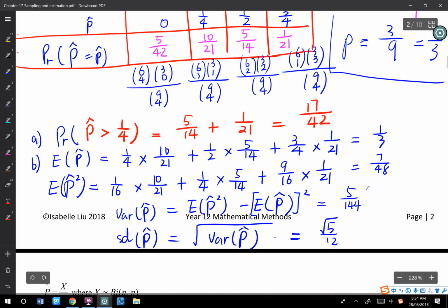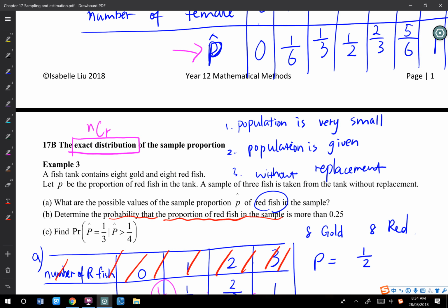Yesterday, well, we had a very small population. This is the introduction of what a sample proportion is. We use the example where the population is very small, the total number is given to you, and it is without replacement. Every time you pick one, the probability of selecting that thing changes a lot. For example, if there are only 8 goldfish and 8 redfish, and one redfish has been taken, the next time the probability of taking a redfish will be 7 out of 15. So the probability changes a lot.